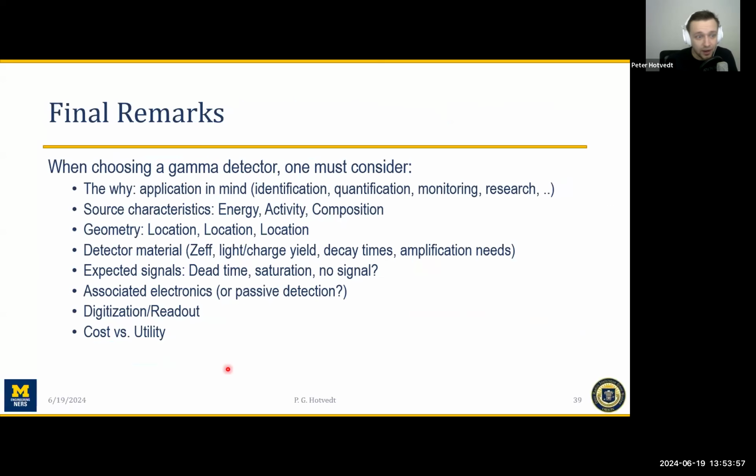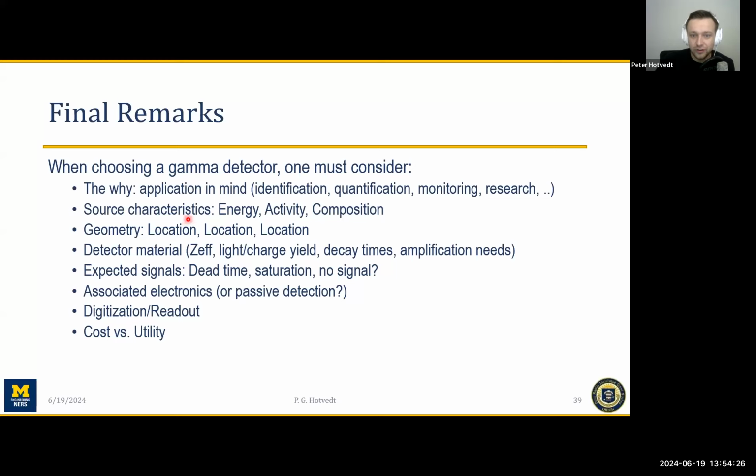So with that, I have just some final remarks. When choosing a gamma detector, one must consider the why, the application. Are you trying to identify a radioactive source? Are you trying to know how much of the source there is? Are you trying to verify what this work is doing? What is the research being done? I will answer the question in the chat here: what is my precise work with CZT? After I finish this, I'd be happy to talk about that.